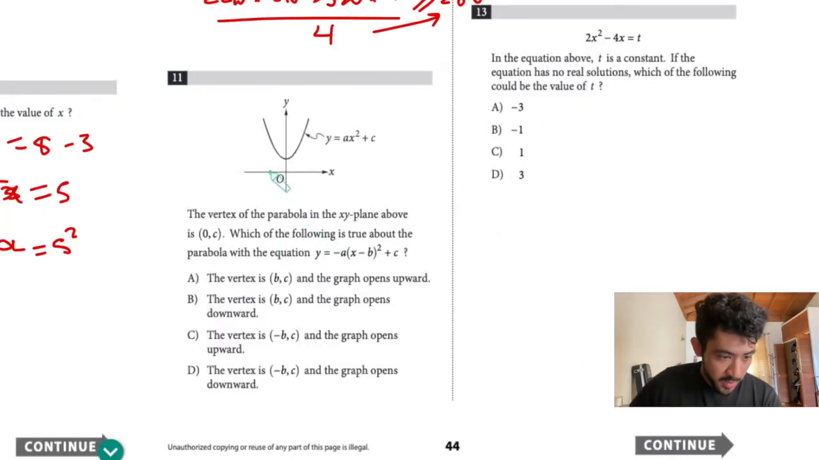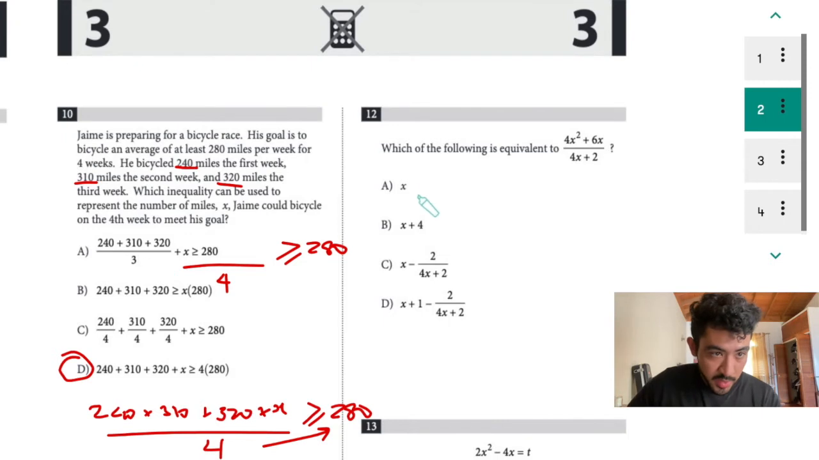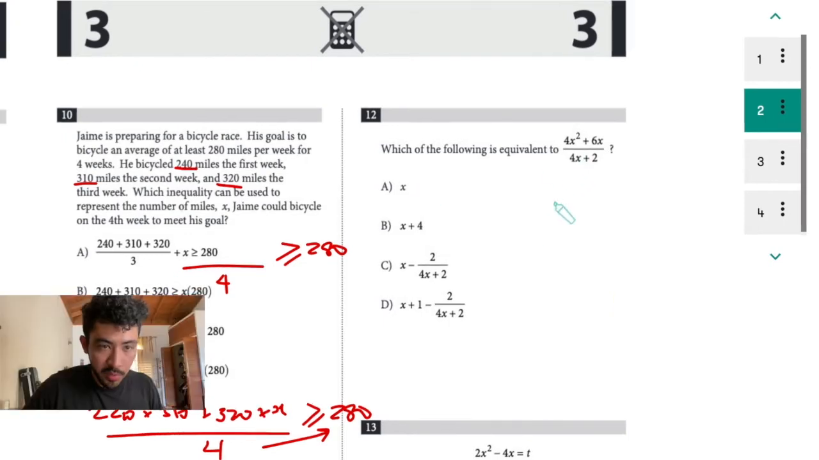The vertex is given here, which is true about the parabola with equation. This is in vertex form. In vertex form, they keep B and C in the answer choice, which means that positive B, because we switch the sign, positive B and positive C is the turning point, so it can't be either of these. And negative A means it is frowning, so it opens downwards. B is the answer.